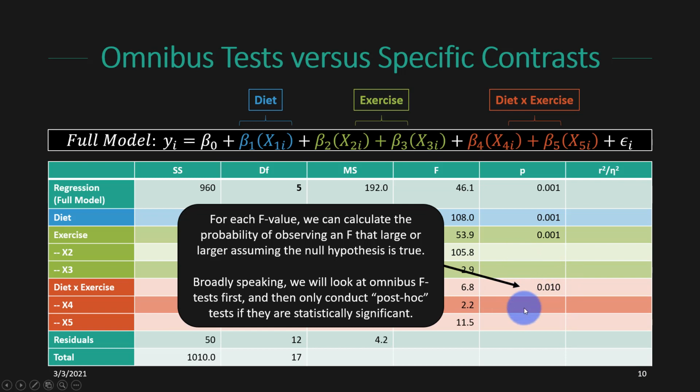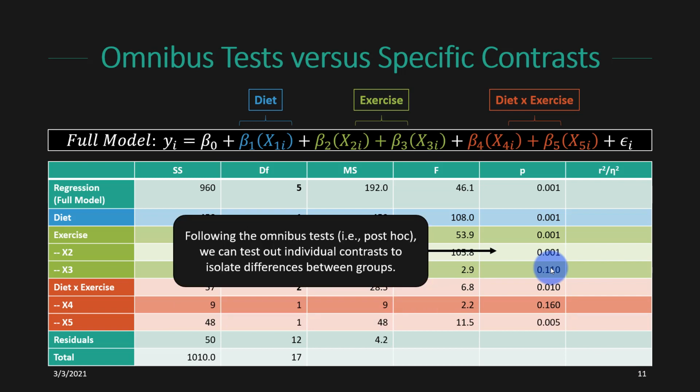Now we have a couple blanks here, right? Because inside of these omnibus tests, we could do individual comparisons. In much the same way that the full model doesn't tell us which parameters are explaining variance, the Omnibus F test doesn't necessarily tell us, for exercise, for instance, is it X2 or is it X3 that is really explaining the variance? So in the face of these statistically significant omnibus tests, we'd likely have to do some post hoc tests to determine which individual contrasts are statistically significant.